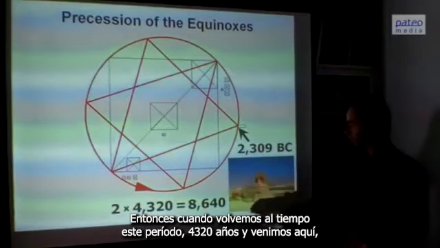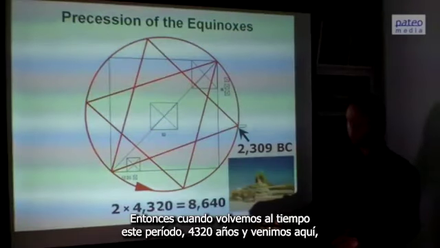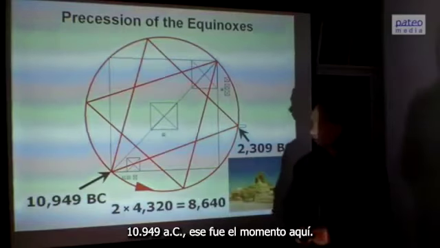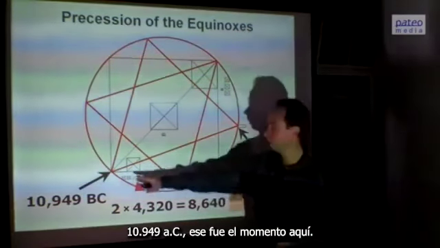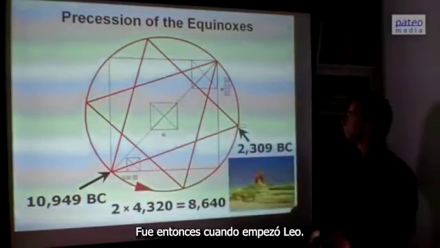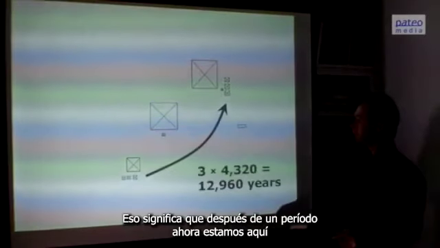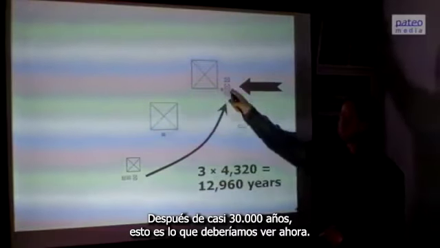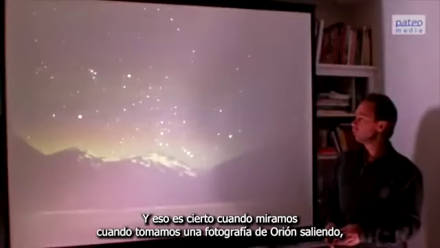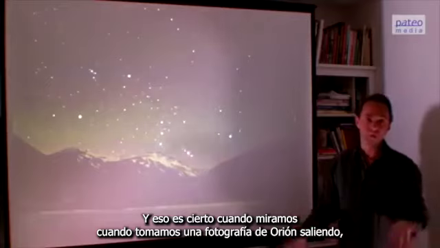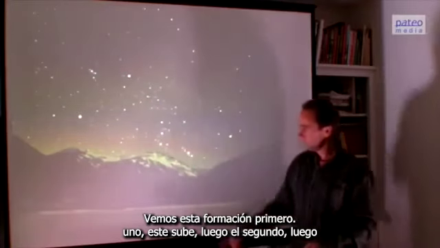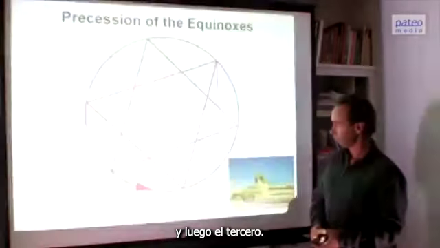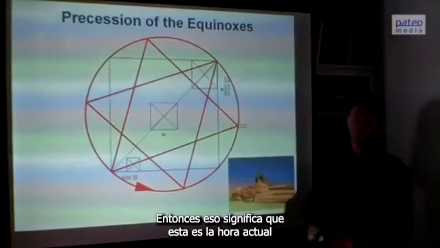So when we go back 2 times this period, 4,320 years, then we come here. 10,949 BC. That was the moment here. That is when Leo started. So that means that after a period, we are now here. After nearly 13,000 years. This is what we should see now. And that is true. When we take a picture of Orion rising, we see this formation. First this one rises, then the second one, and then the third one. So that means that this is the current time.